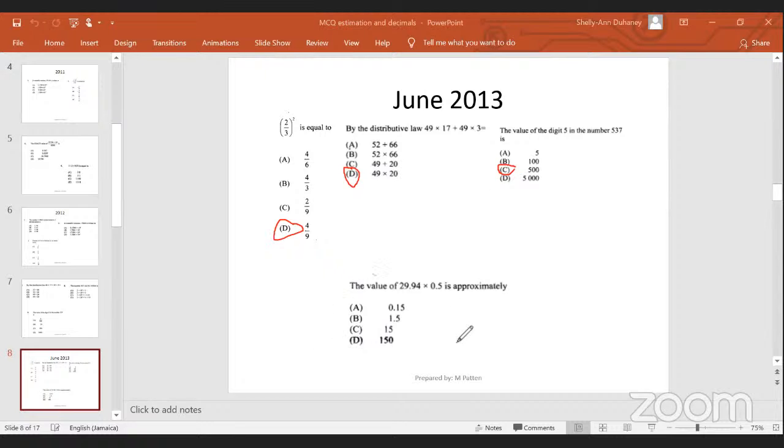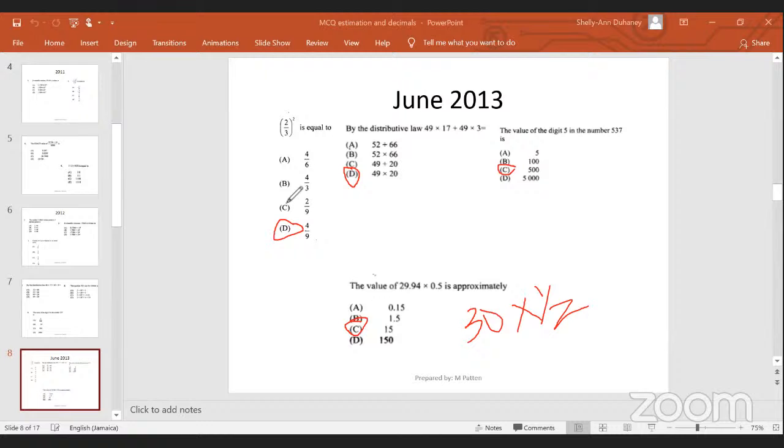It says the value of 29.94 multiplied by 0.5 is approximately what? So it's an approximation. 29.94 would be approximately what? 30. Good. So basically it is saying 30 multiplied by a half is what? 15. It is indeed 15. Half of 30 is 15. We talk with confidence. The answer is indeed 15.